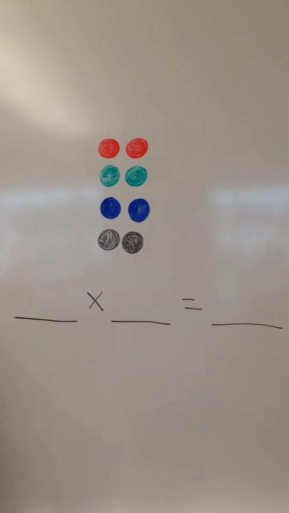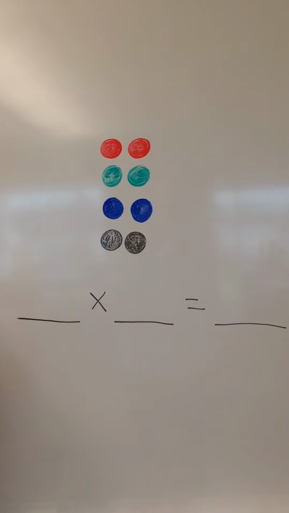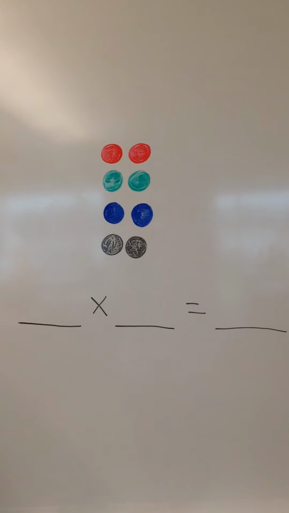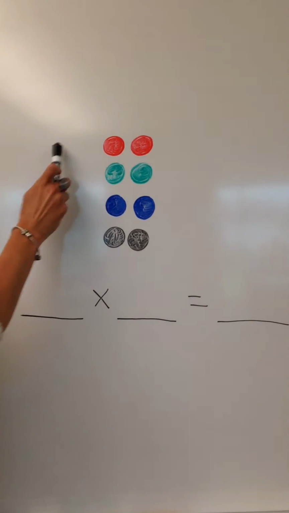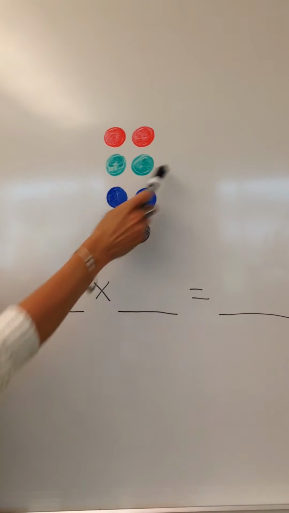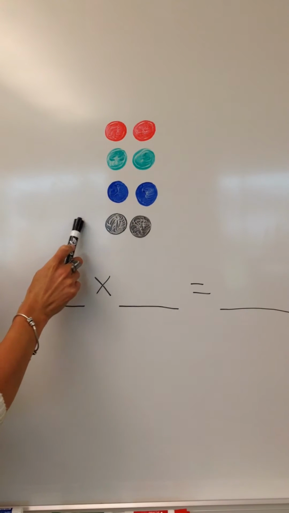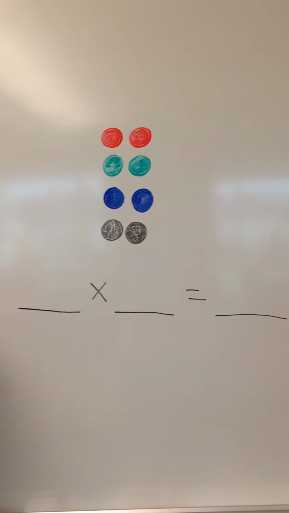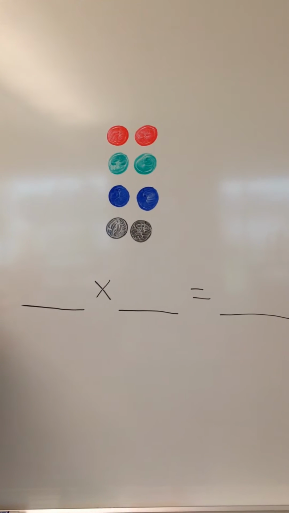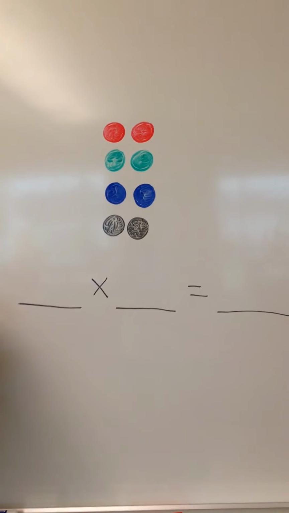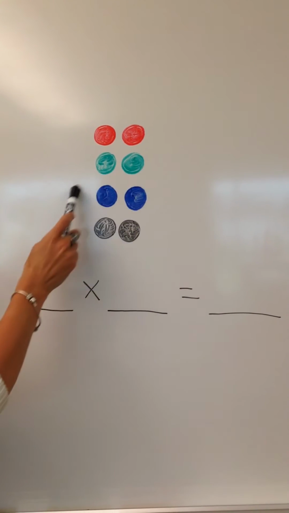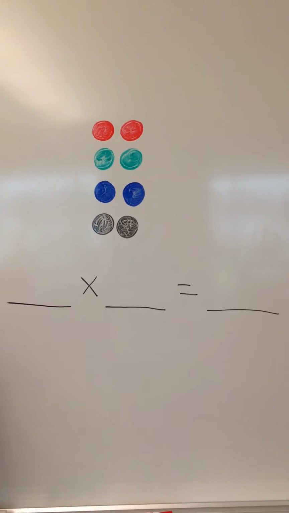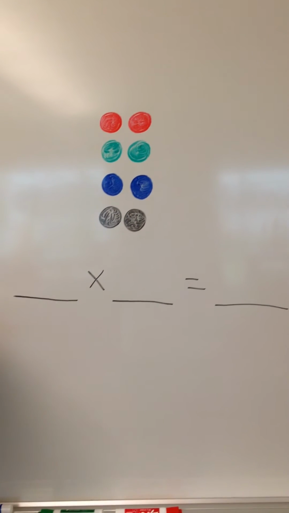Rows go right to left, left to right, sideways or back and forth. So this is a row, and this is a row, and this is a row, and this is a row. The number of rows tells us how many equal groups we have. Since there are 4 rows, 1, 2, 3, 4, we know that there are 4 equal groups.